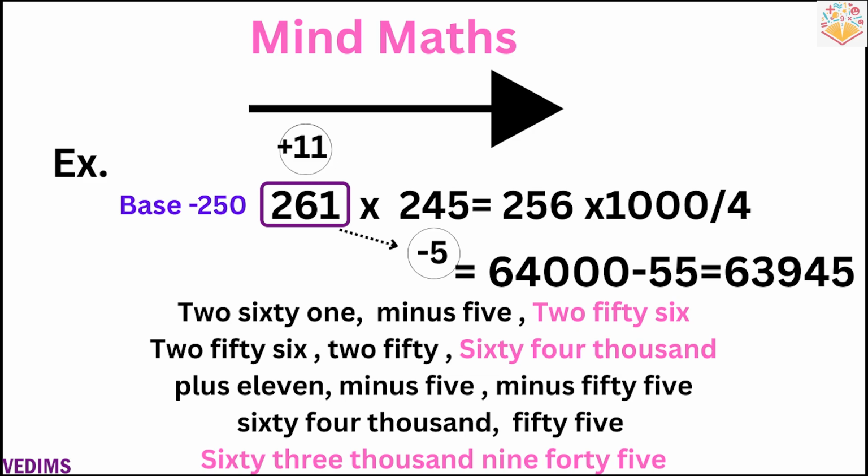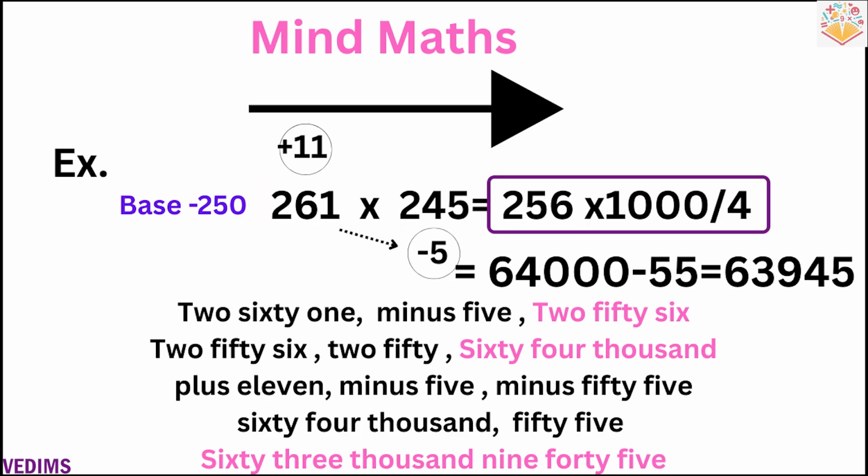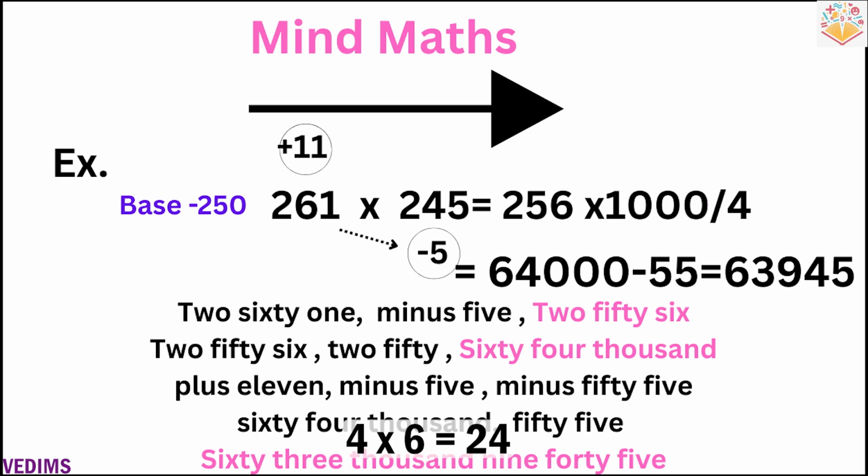Let us see the next example. 261 into 245. 261 is above 250 by 11. 245 is below 250 by minus 5. Now cross add: 261 minus 5 is 256. Multiply it by 1000 by 4 instead of 250. Divide by 4, you get 4 6s are 24, you are left with 1, 4 4s are 16, 64,000. Multiply the exceeding number and deficit number, plus 11 into minus 5 is minus 55. Subtract 64,000 minus 50 will be 63,950, and subtract 5, you will get 63,945.